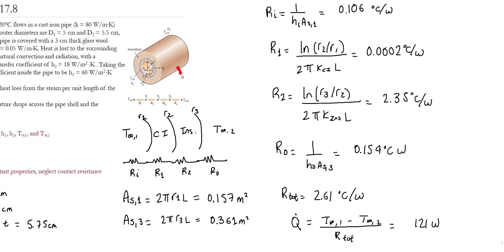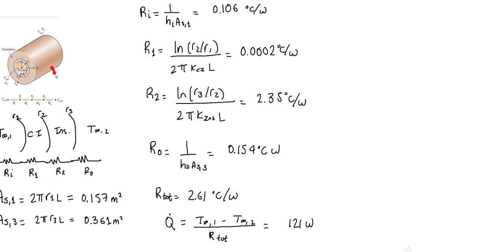And if you recall, we wanted to find the value per unit length. Since we assumed the length to be 1 meter, Q dot divided by L is 121 watts per meter, since we already chose 1 meter to be the length. So we could rewrite it this way.